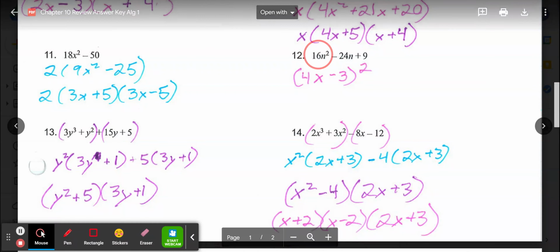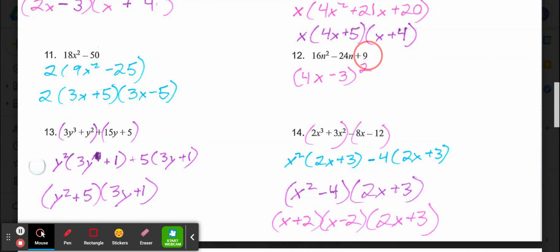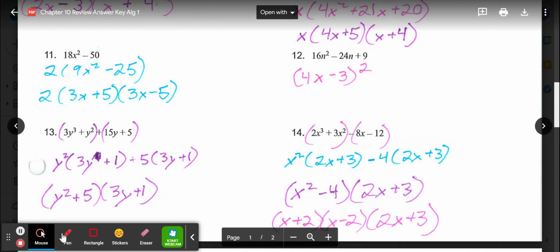In 12, I have a perfect square trinomial. Square root of 16 is 4. Square root of 9 is 3. We need a negative in the middle, so it has to be minus. So this should be an n, not an x, but it would be 4n minus 3 squared, or 4x minus 3 squared. Whatever variable, same thing. So you can make that an n, exact same answer.